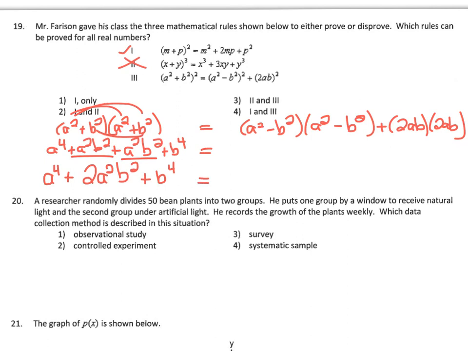Now let's see if the right-hand side is equal to it. We don't know yet, so I'm going to put a question mark. Okay, so let's double distribute. That gives me a to the fourth minus a squared b squared.